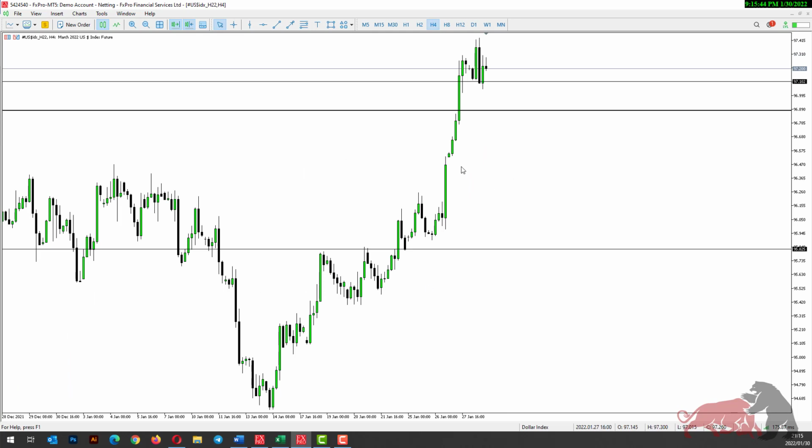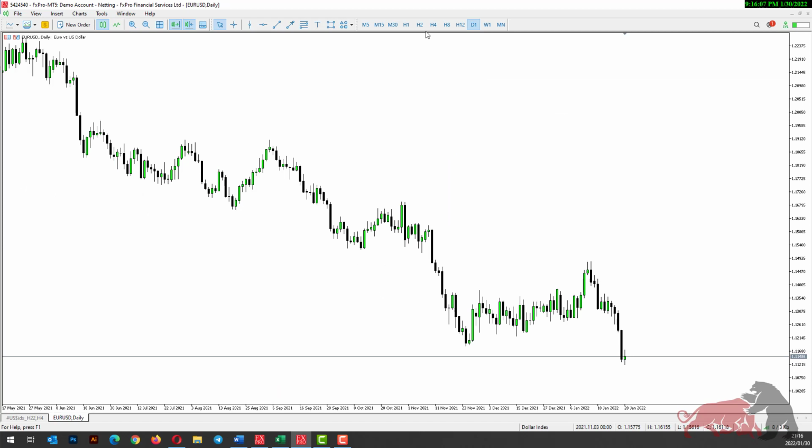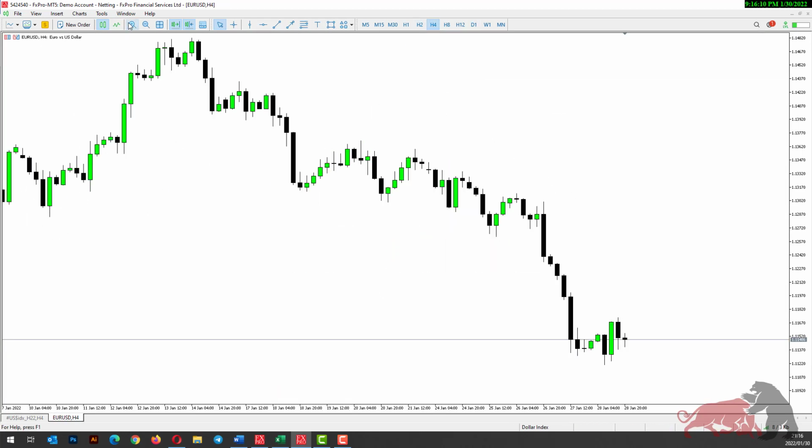So now I'm going to go to H4. On H4, what we can see is we've got our 96.88 level here, where we have this fair value gap. That is a discount range, our buy zone for the dollar. Now I'm just going to go to Euro USD H4 so that you can see what I'm trying to imply here. We also have the same setup on Euro USD.